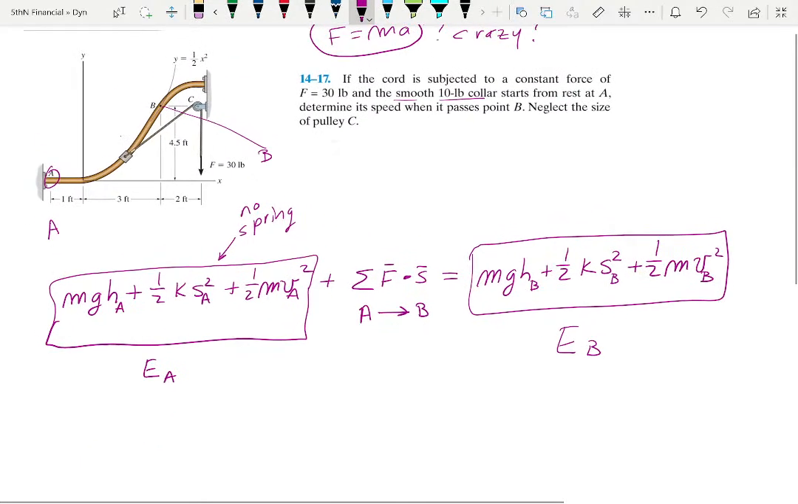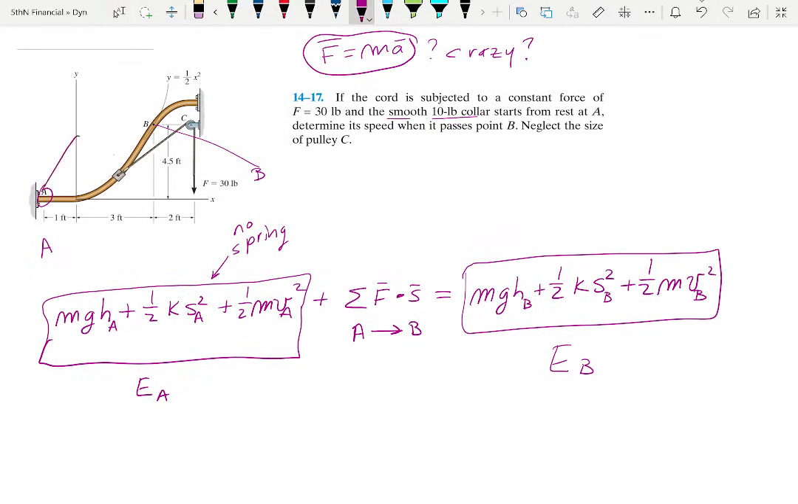So the first thing he says, let's start at state A. He said it starts from rest at state A. So that pretty much says 0. Now, since there's no spring, I don't know which one you could say is 0, but the whole term is 0. The whole term is 0 here as well.